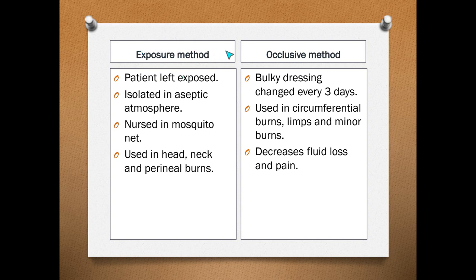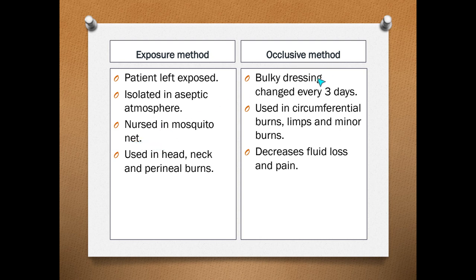Here these are the two types of dressing. The exposure method: the patient is left exposed, isolated in an aseptic atmosphere, sterile, and nursed in a mosquito net, we cover him with a mosquito net, and it is usually used in head and neck and perineal burns. Why? Because it's very difficult to apply dressing in these areas, so the best thing is to leave them open and exposed, isolate the patient in an aseptic atmosphere, and put him in the mosquito net to avoid flies and insects.